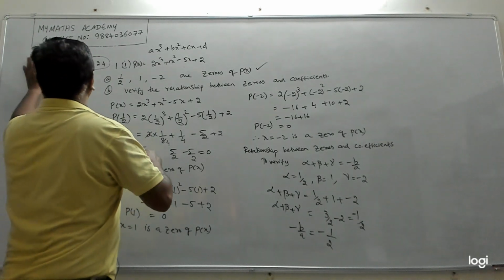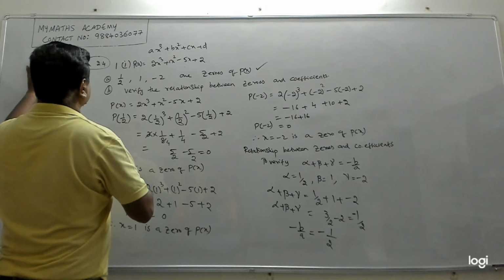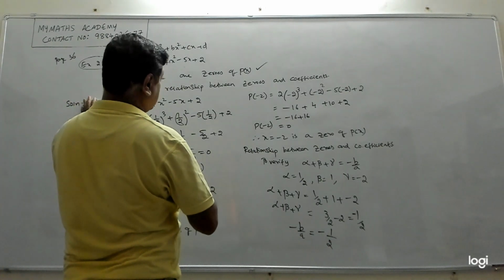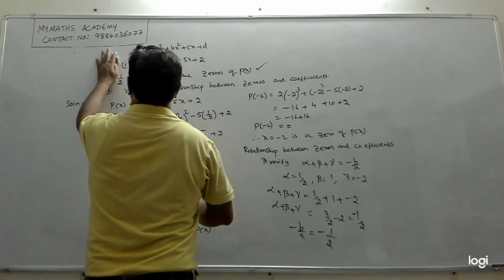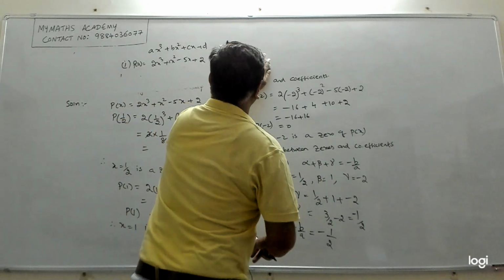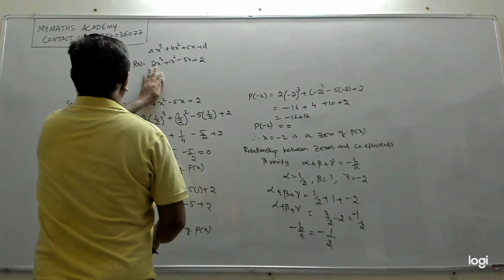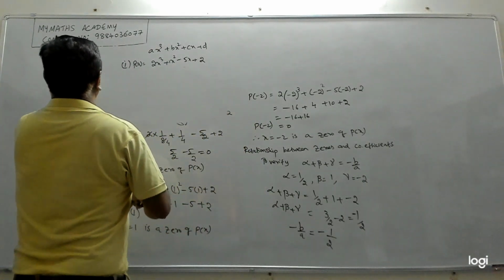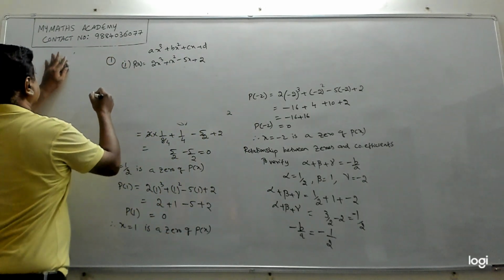Therefore, I'm erasing this. I can erase from here. Not a problem, I'm just leaving this polynomial alone. I'm erasing these. Fine. This is the first problem of that exercise.